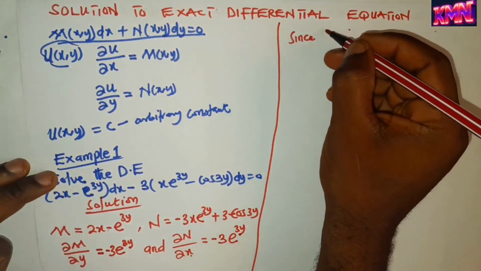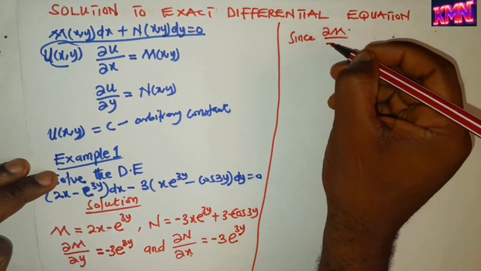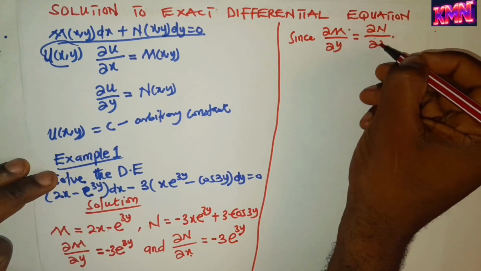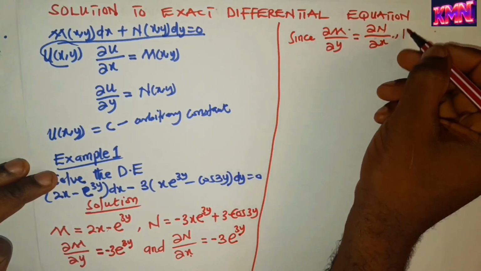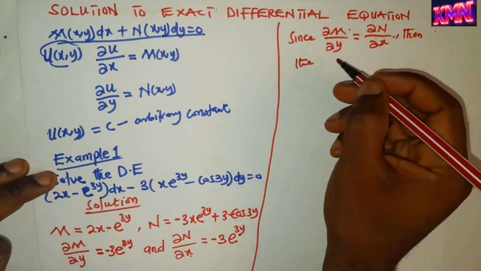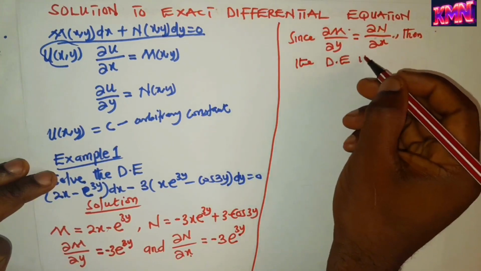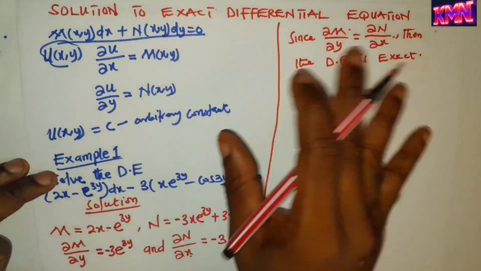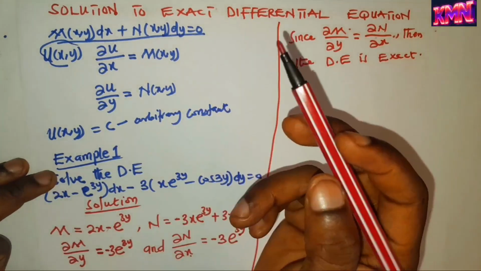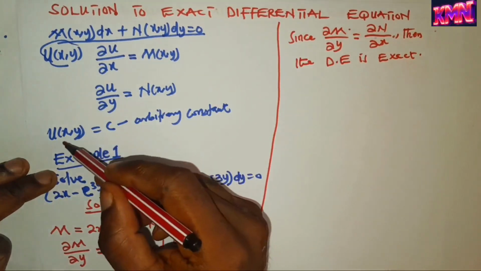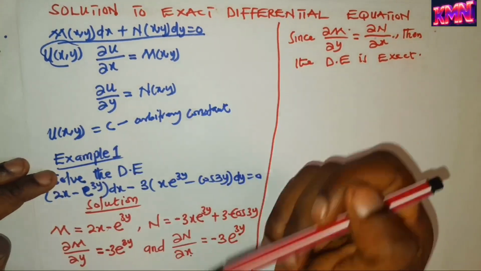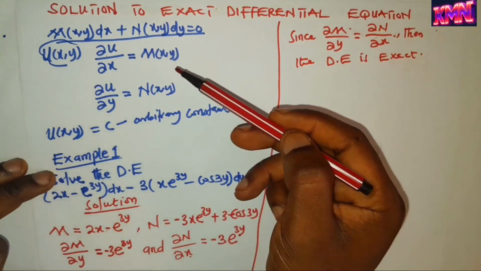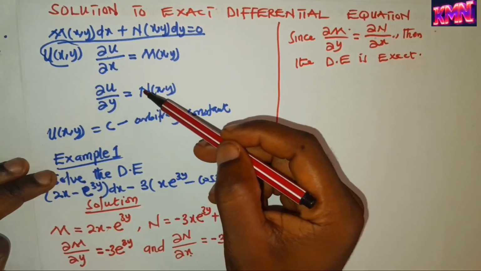Since del M del y is the same as del N del x, the differential equation is exact. So now that we have established that it's exact, we need to find the potential function u(x,y). We established that del u del x is the same as M(x,y), and del u del y is the same as N(x,y).